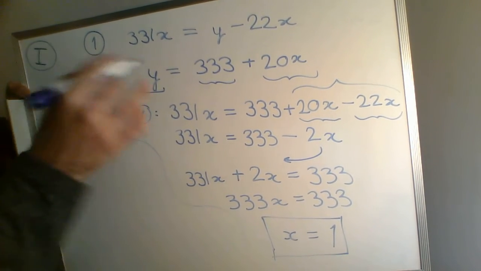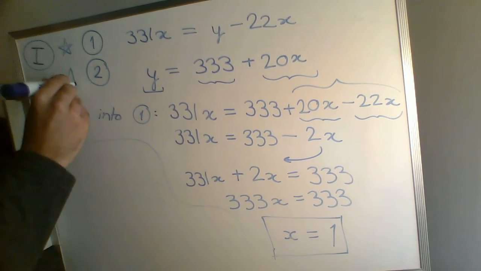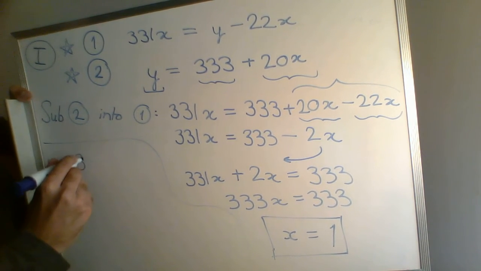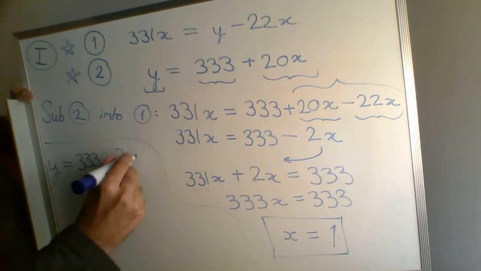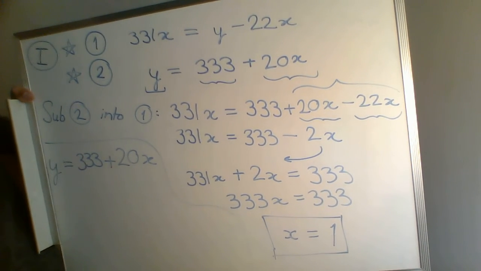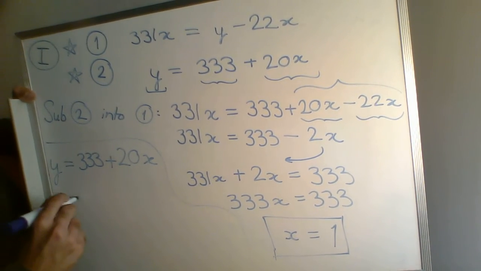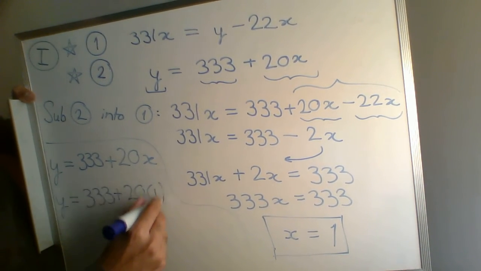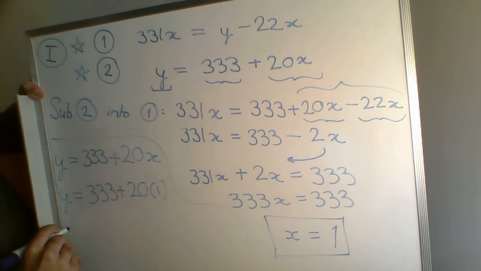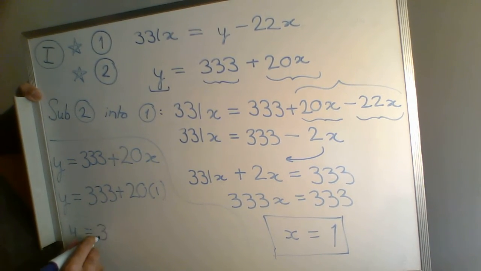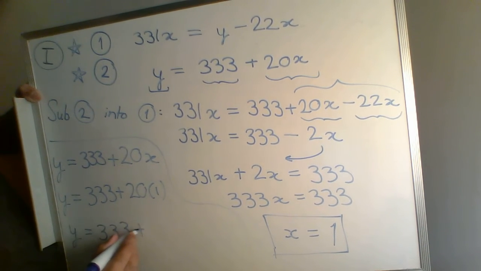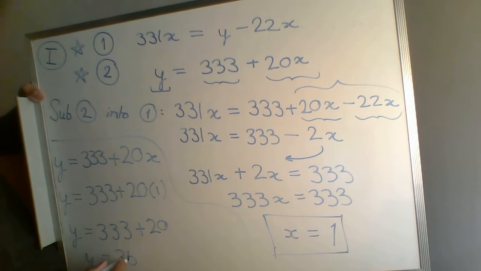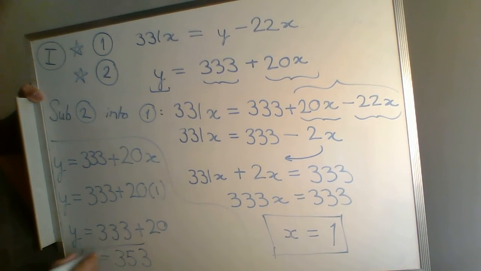So that was mostly using equation 1. Now we're going to use equation 2. So we're going to rewrite equation 2 over here. That's y is equal to 333 plus 20x. But we know x is equal to 1. So I can rewrite this as y is equal to 333 plus 20 times 1, which is the same thing as just 333 plus 20. So that tells us that y is equal to 353.